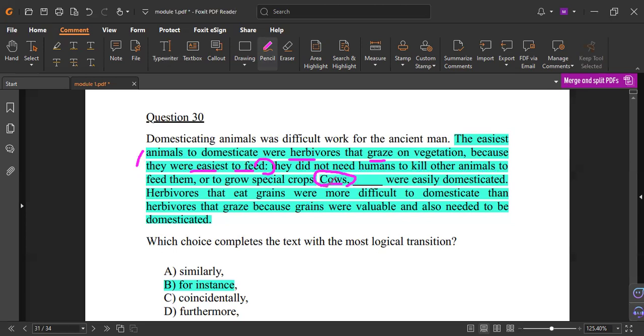Cows, it's an example of these animals. So an example to prove something before. Example to this idea. Cows, for example, were easily domesticated. And then he gives you another sentence. You imagine it? Yes.